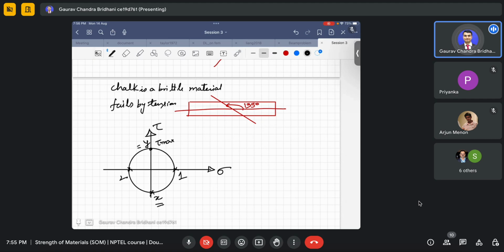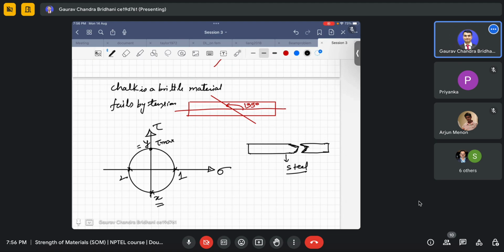The other example you might have seen in the lecture is the cup and cone failure. The cup and cone failure is something like, if you have a mild steel bar, a reinforced bar, it will form something like a cup here, and it will cause a cone shape here, something like this. This is cup and cone failure which happens in steel basically. Chalk is a brittle material, so it will mostly fail by tension, okay.